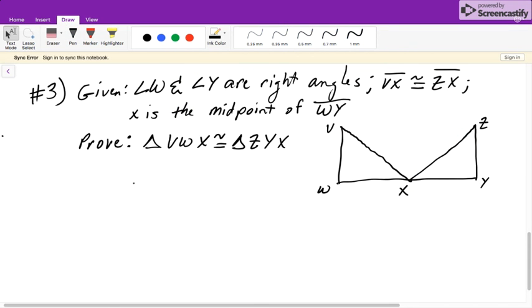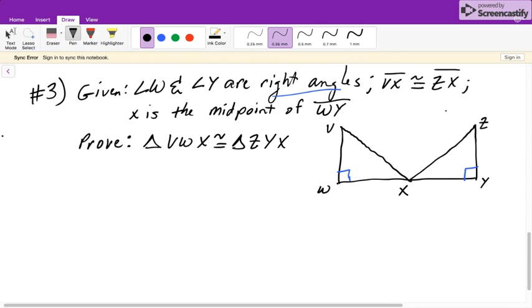All right, so this one we're given that angle W and angle Y are right angles. Then we're given that VX is congruent to ZX, X is a midpoint of WY, and we want to prove that these two triangles are congruent. So remember, we're going to start filling in everything that we know. Well, when they tell us that they're right angles, we need to know what that means. And the right angles tells us that they are boxes here, and that tells us that these are right angles. So we knew what right angles meant, that it's 90 degrees, and we knew that that symbol meant that it's a box, which is why I'm putting it in blue.